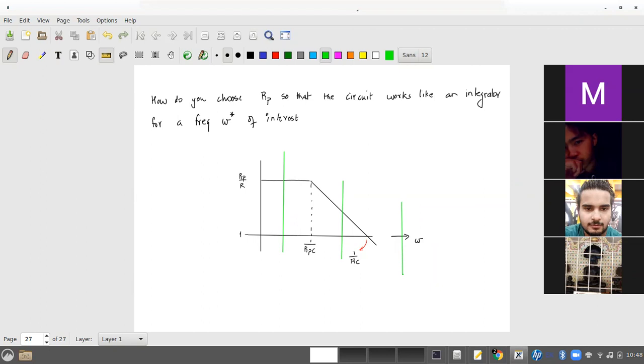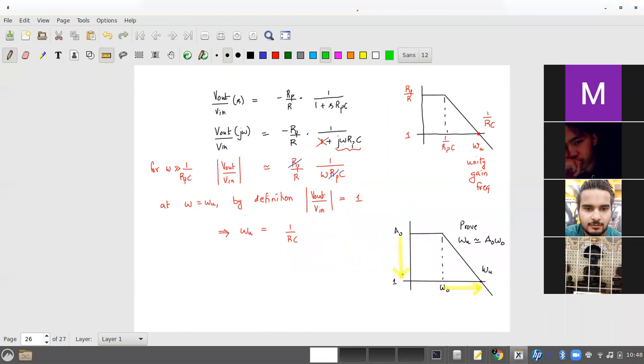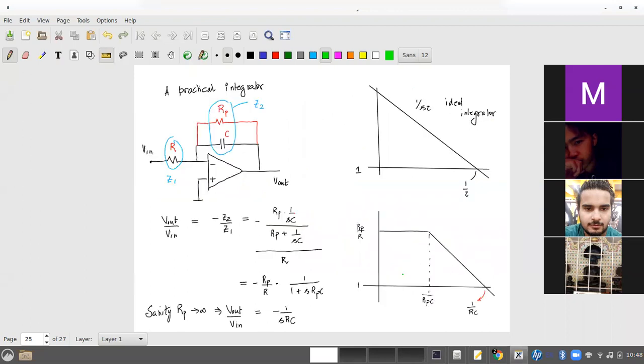Left side of 1 by RPC. For the left side of 1 by RPC, are you going to get integration at all? How does the transfer function look? It's flat. An ideal integrator should have a transfer function which is 1 by S. You understand this? Have I lost you?